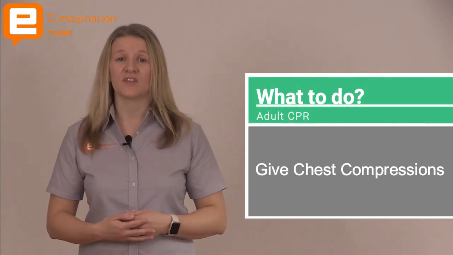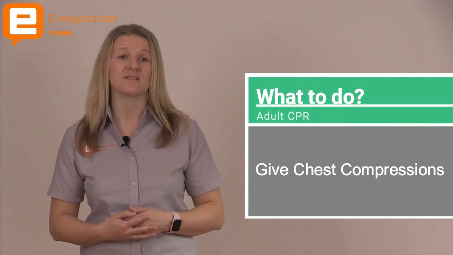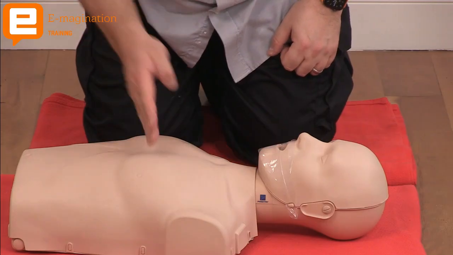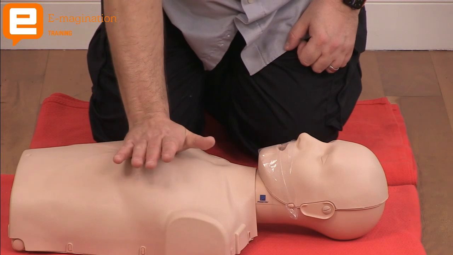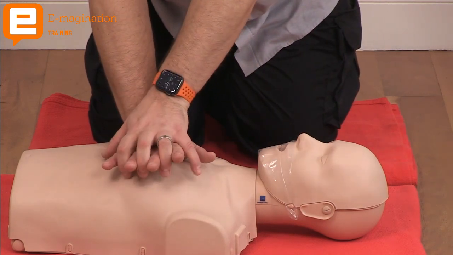Kneel at the side of the casualty and give chest compressions. Place the heel of one hand in the centre of the chest. Place your other hand on top and interlock your fingers. Keep your arms straight and position yourself vertically above the casualty's chest.